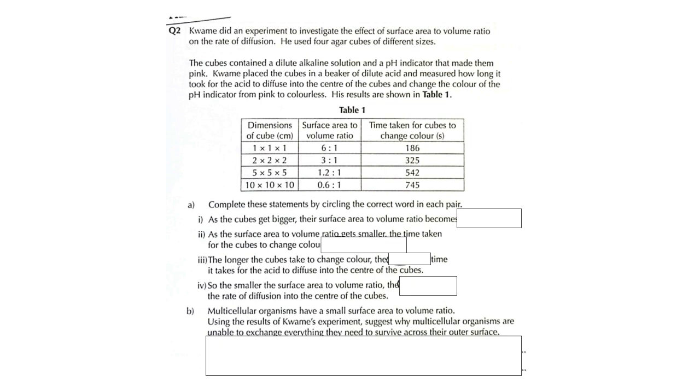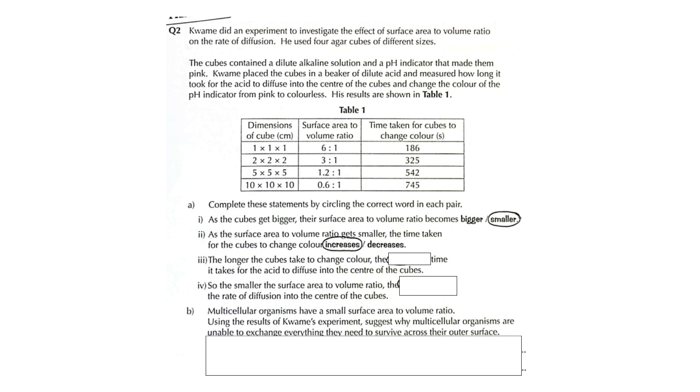Kwame did an experiment to investigate the effect of surface area to volume ratio on the rate of diffusion. So you put different sizes of cubes. As the cubes get bigger, the surface area to volume ratio becomes smaller. Okay, you need to remember this calculation. As the surface area to volume ratio gets smaller, the time taken for the cubes to change color increases.